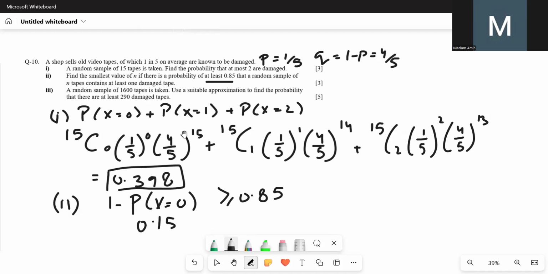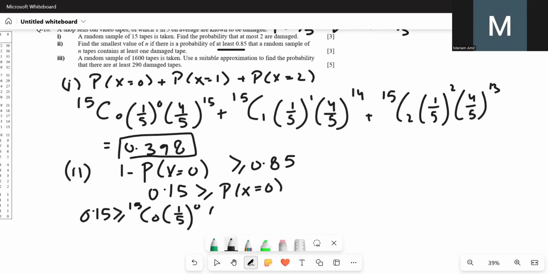And I'm moving the probability to the other side. Probability x equals 0, which is 0.15 greater than or equal to, this will be 15C0. Probability of being damaged was 1 by 5, and probability of not being damaged was 4 by 5, and the power of that will be 15. So 0.15 greater than or equal to 15C0 is 1. This is also 1.